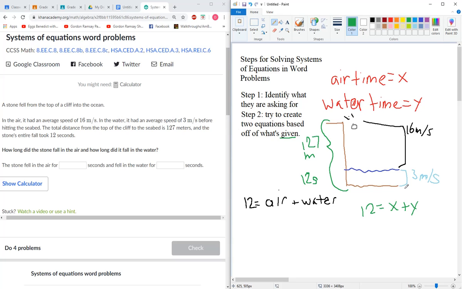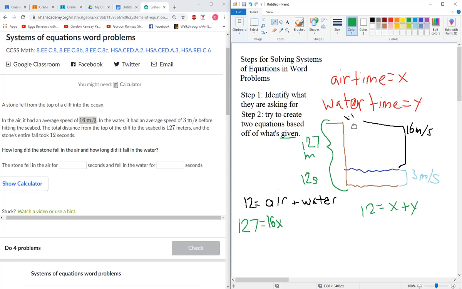So we did time. Now let's do distance. We know that we have 127 meters total in our distance. Well, the 127 meters total should just be from here to here and here to here. Right? Well, what do we have for distance? We have speed. That has distance in it, right? So from here to here, if we have 16 meters per second, that means for every second, every air time, every x, we get 16 meters. So for every x that I have in the air, I'm getting 16 of my meters.